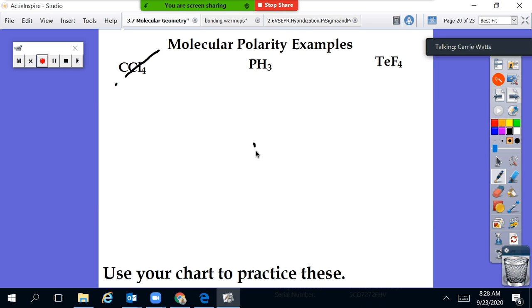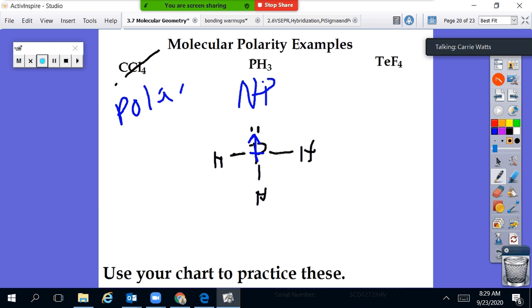Okay, PH3, you draw it, it's very similar to NH3. Okay, it's a trigonal pyramidal shape. And because of this lone pair here, you've got a net dipole pointing towards that lone pair. So this is a polar shape. Polar. This is nonpolar. Okay, TeF4, let's do that one.